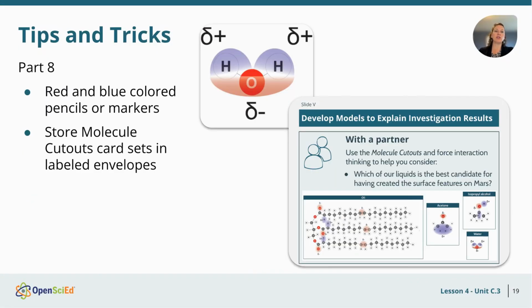In part 8, you're using the molecule cutout cards. So I suggest just making sure to have red and blue colored pencils or markers available for your students so they can color code any notes that you might have them take about the interactions, or they can use those later when they are updating their progress tracker. I also recommend that you store your molecule cutout cards in labeled envelopes. It'll make it really easy to distribute them during this session, but also in the future.